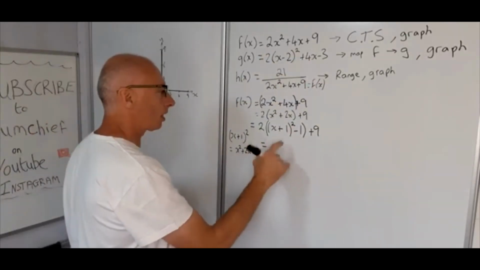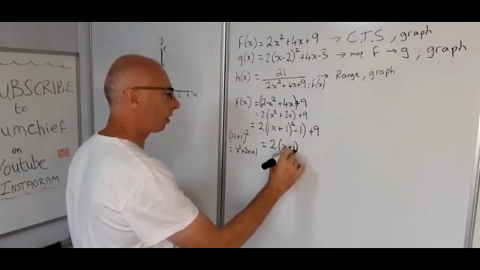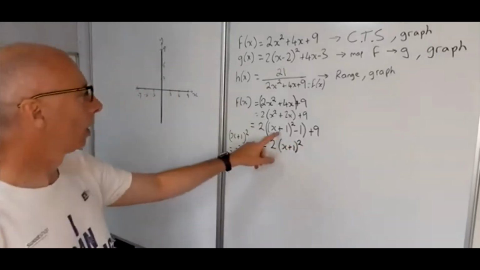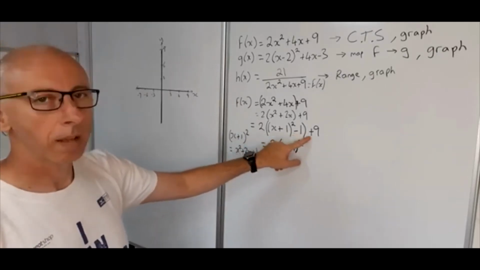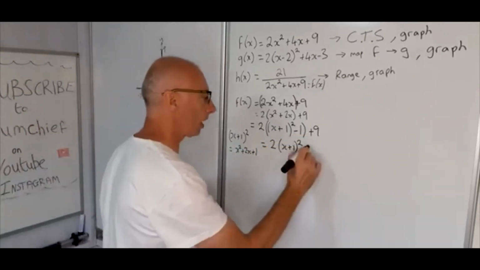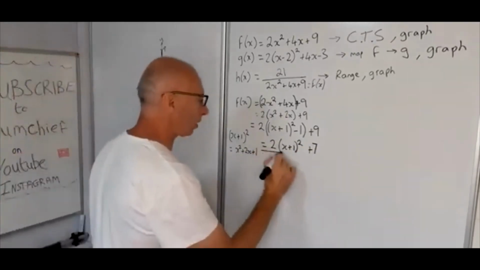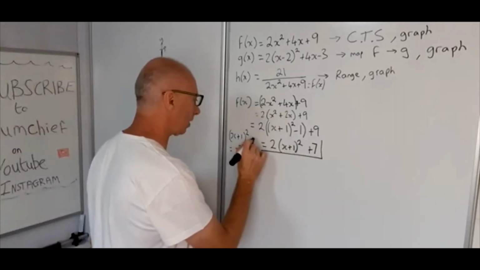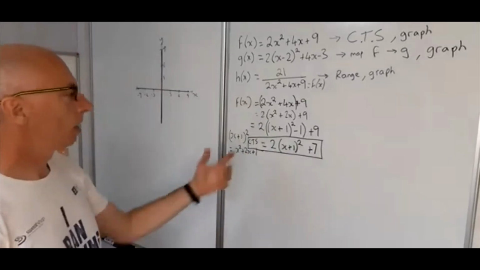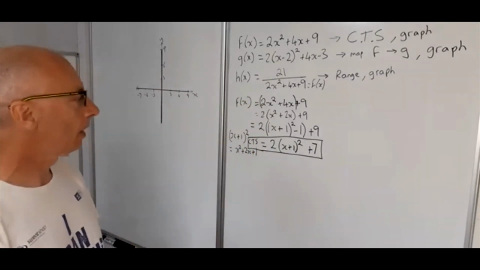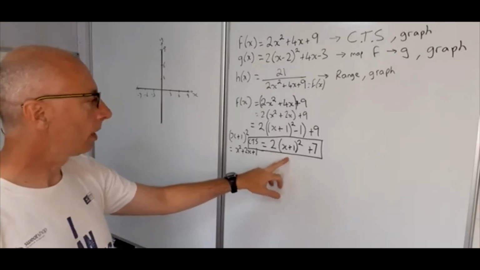Okay, so now let's just clean this up. So now we've got 2 times x plus 1 squared. Now 2 times minus 1 is minus 2, and then minus 2 plus 9 is plus 7. So that's our completed the square. Let's put CTS here. So completed the square for our function. So now we're going to graph it. So to graph it, we need to find where the x and the y intercepts are.